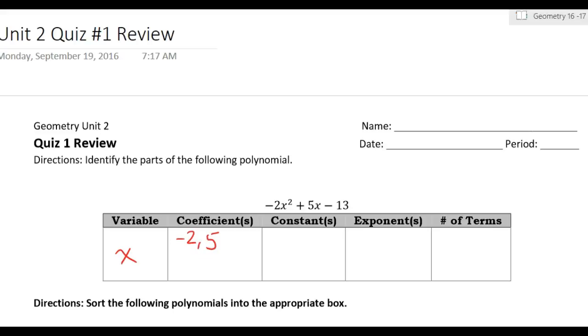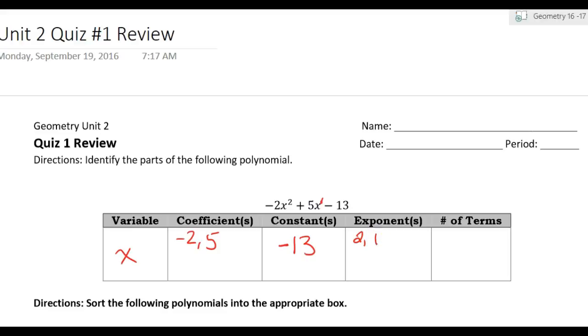Constants are our numbers that do not have a variable. So the only number that doesn't have a variable is 13, but you've got to take the sign that is also there, so -13. And then our exponents, remember, are the numbers that are being raised to. So we have x to the second, so that 2 is an exponent. And then we also have this x, and it is actually raised to a power of 1, so 2 and 1.